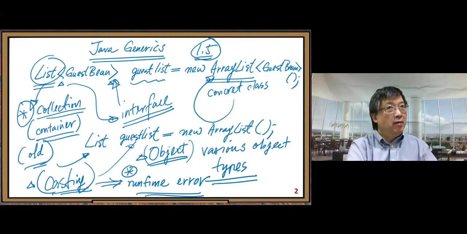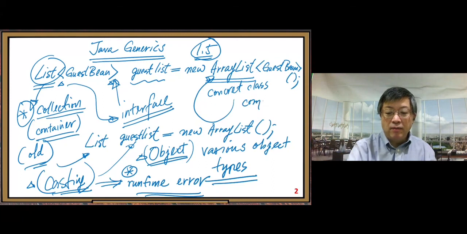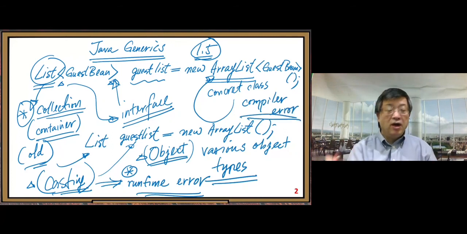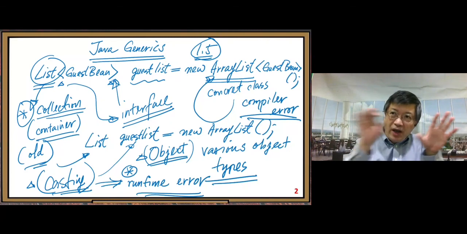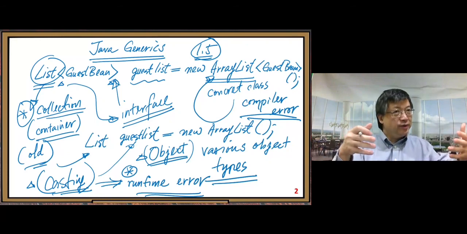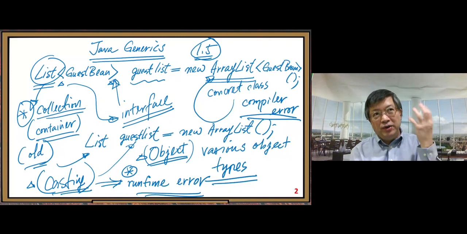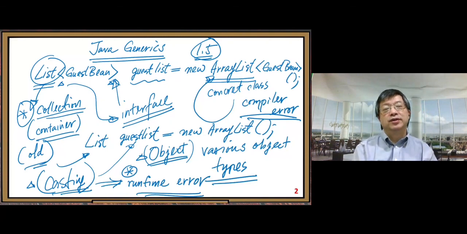But a compiler error is much easier to fix, because your compiler will complain. You see the red line immediately, so you get a warning. Before you run it, you need to fix it, otherwise you cannot run it. So a compiler error lets you know the error immediately, and you need to fix it.